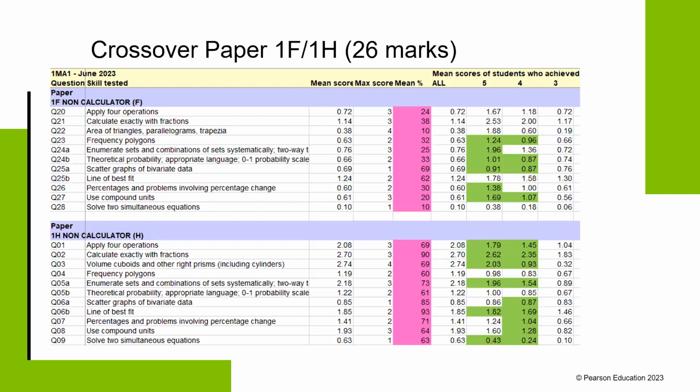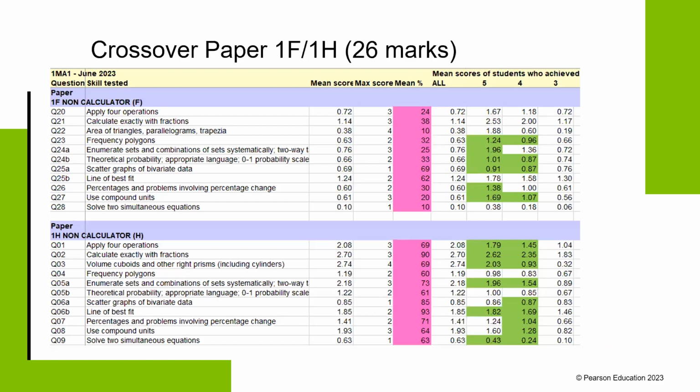But these are those crossover questions. So for paper 1, there were 26 marks available. And we usually find that there's around 75 to 77 marks available as crossover across the whole of the 3 papers. So 26 marks of the crossover questions that went from question 20 to 28 on the foundation, and then 1 to 9 on the higher. So it started with applying those 4 operations. We can see that that was not very successful, question 20.